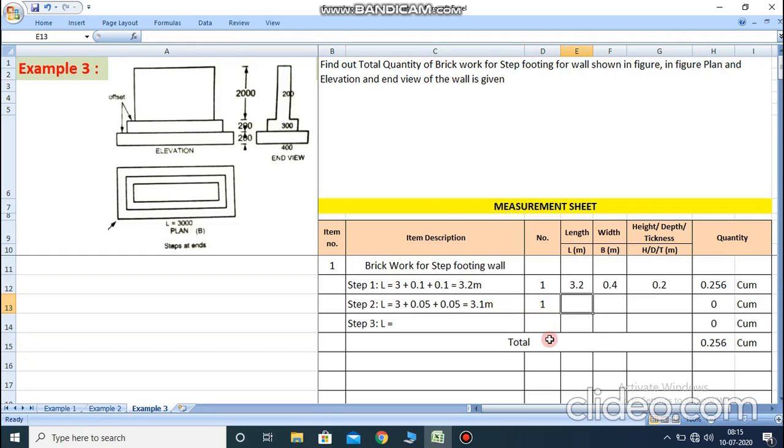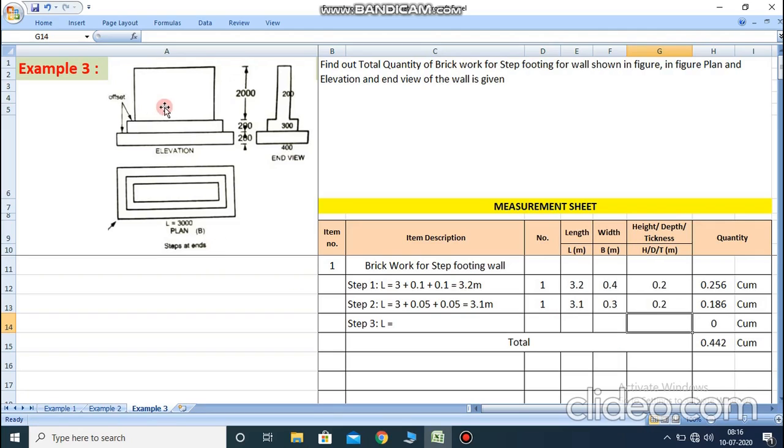So here the number is 1, length is 3.1 meter, width is 300 mm. So written in meter it is 0.3 meter, and the height given in the elevation is 200 mm. We write here 0.2 meter. So the total quantity of the second step is 0.186 cubic meter.